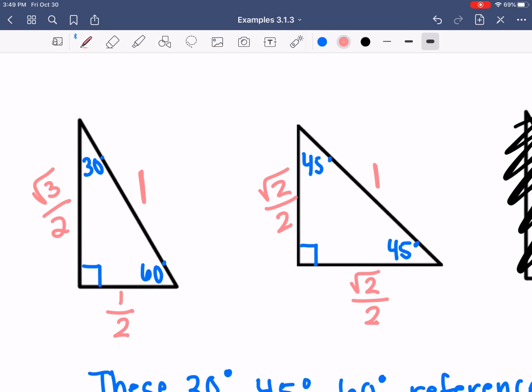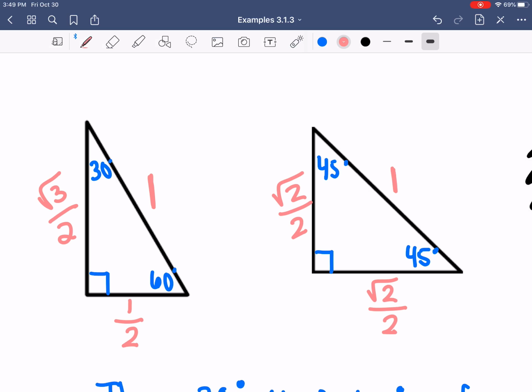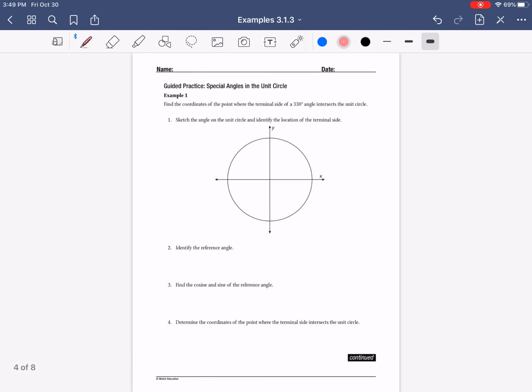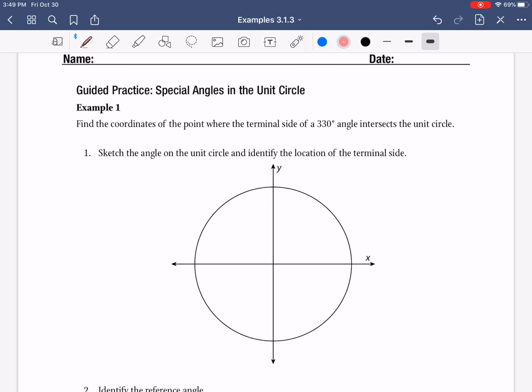So these values are what we're going to use when we do our examples with our reference triangles. So these are the triangles that we need to memorize for the unit circle. Let's go do some examples. We're going to start on page 31 in our new workbook that we've been working in, Unit 3.